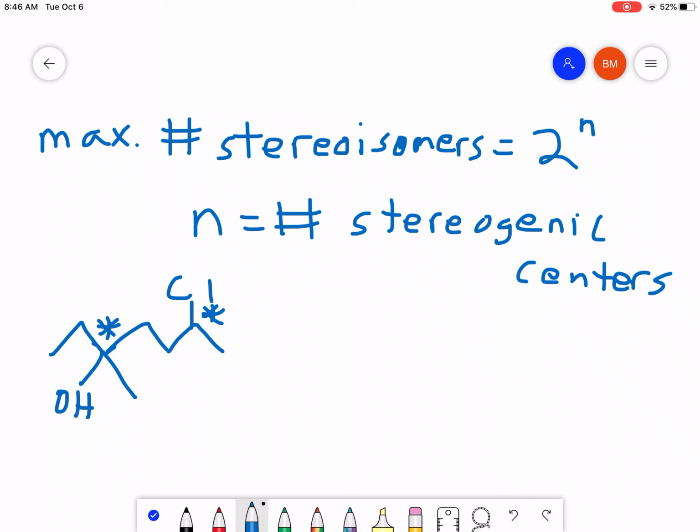So if we wanted to figure out the maximum number of stereoisomers we can make, we just simply say 2 raised to the 2nd power, because we have 2 stereogenic centers, equals 4. So it's possible you could have 4 stereoisomers. Easy peasy, right?